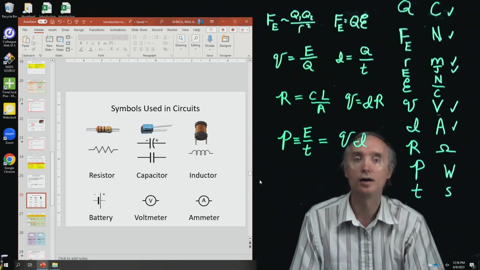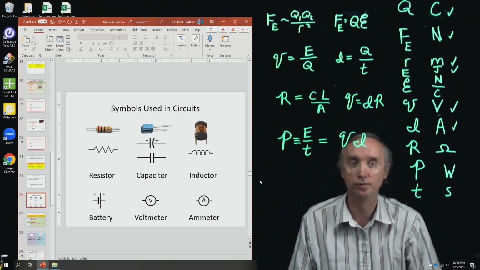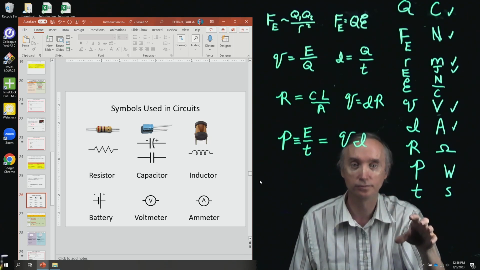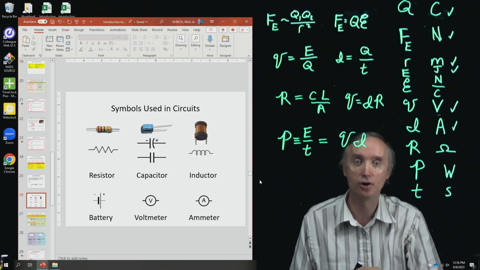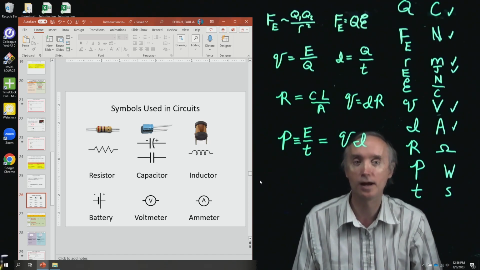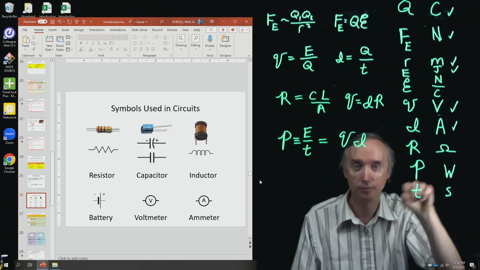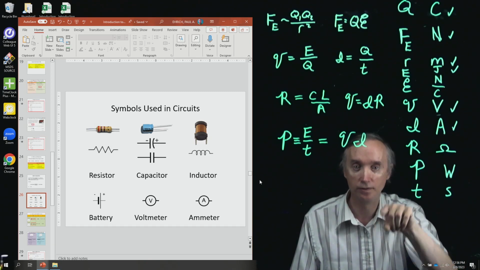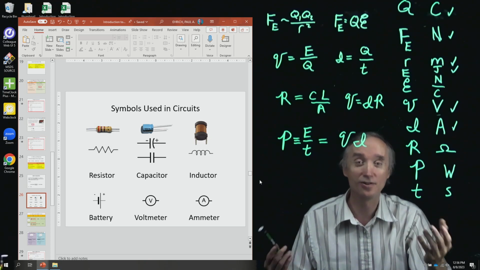Okay, then electrical symbols. You should know the electrical symbol for a resistor and also for the battery, a voltmeter, and an ammeter. Don't worry about the symbol for the capacitor and don't worry about the symbol for the inductor. But you should know the squiggly line means a resistor, what the battery looks like, what the voltmeter is, and what the ammeter is. You should also know what they do.